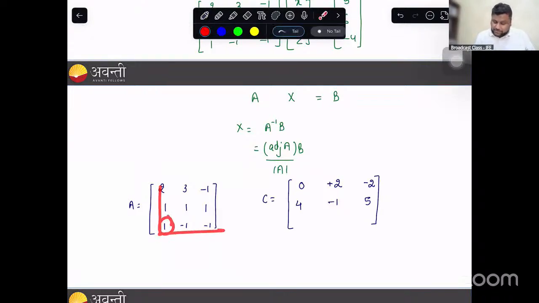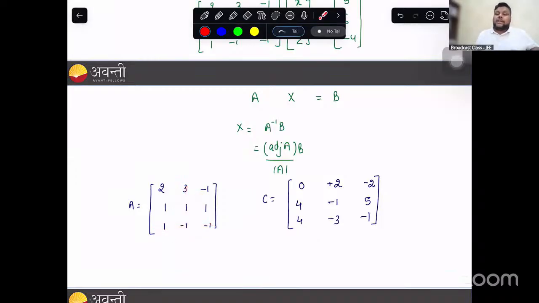Cofactor with respect to this: 3 plus 1, 4. Cofactor with respect to this: 2 plus 1, 3, and the negative sign, so minus 3. And cofactor with respect to this, 2 minus 3, minus 1. Once I will check for this one also: 2 minus 1... 2 plus 1, 3, and the minus sign, so minus 7. All right. This is the cofactor matrix.